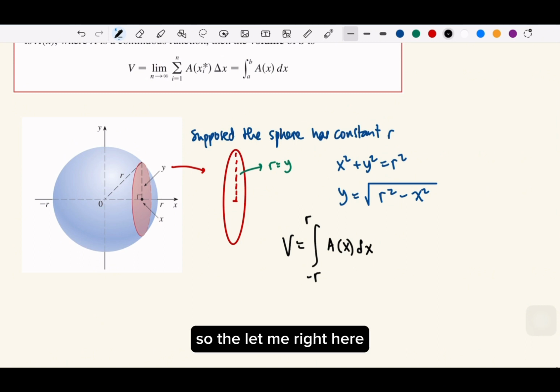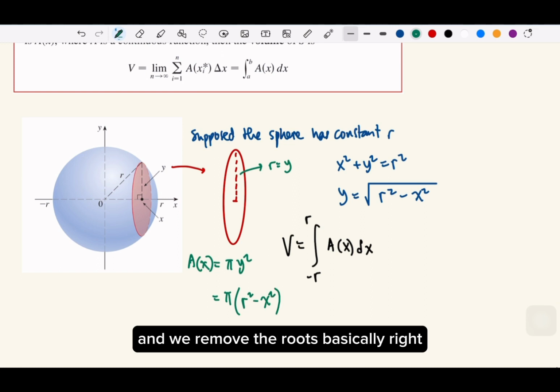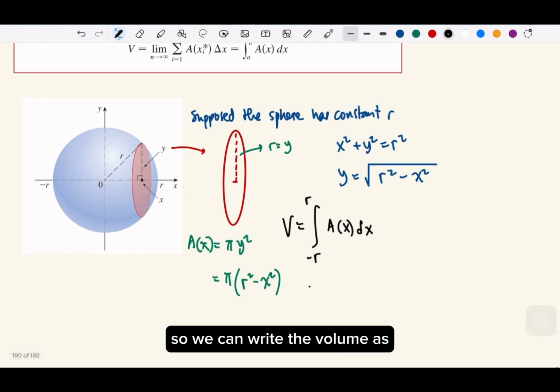So let me write here. The area is just pi y squared. And y as a function of x, we can write this as pi times r squared minus x squared. We remove the roots basically, right? Because it's squared.